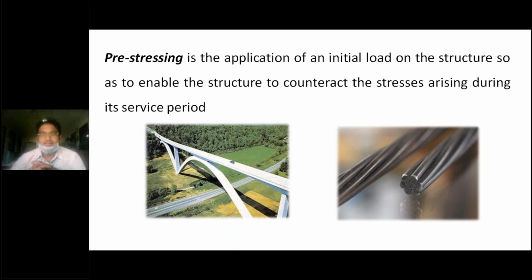Let us take an example of a simply supported beam. When it is subjected to a point load, you know what the deflection of a simply supported beam is. It will be WL cubed by 48EI. In this prestressing technology, we counteract the deflection by applying prestressing forces into the member. By that, instead of sagging, it will go to hogging with the same deflection of WL cubed by 48EI.